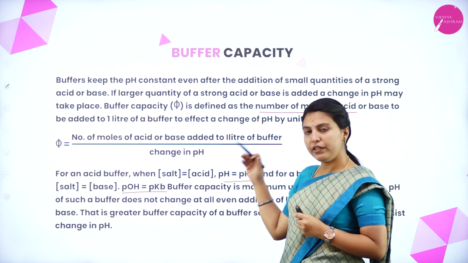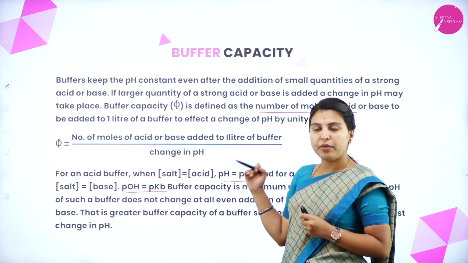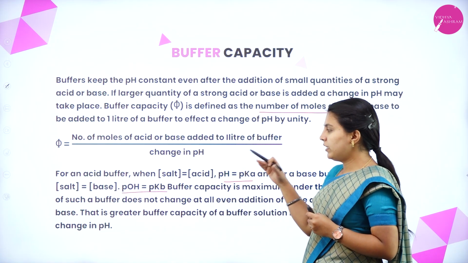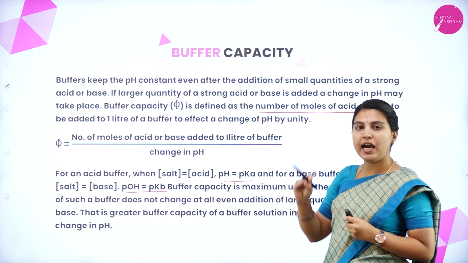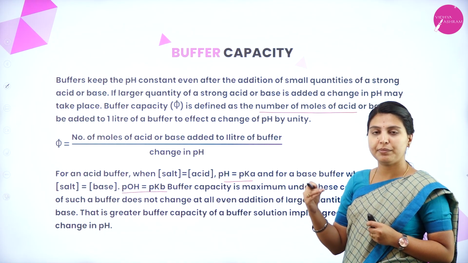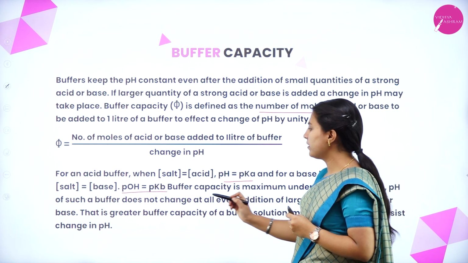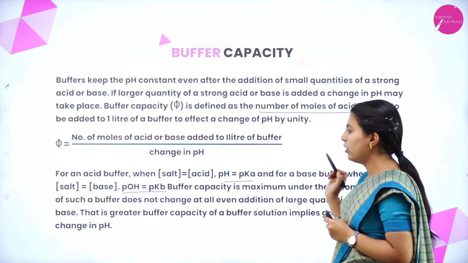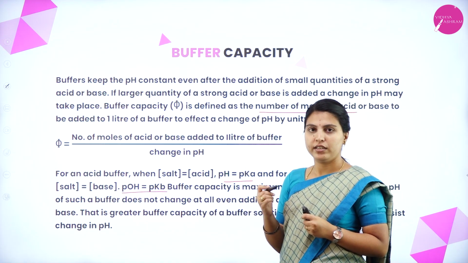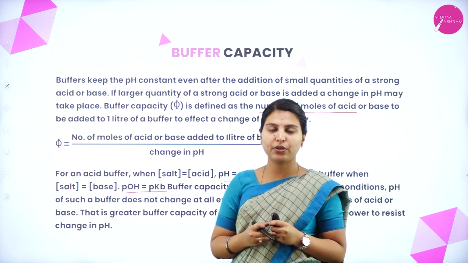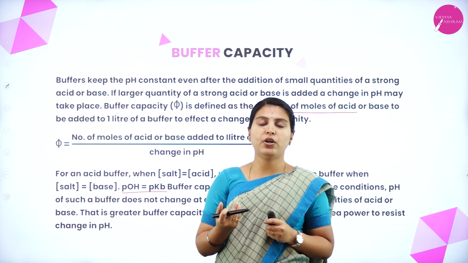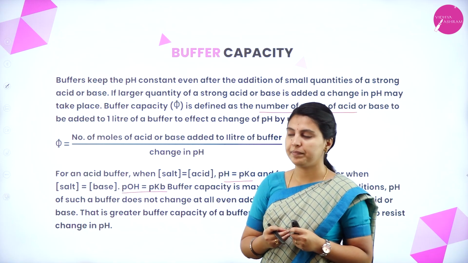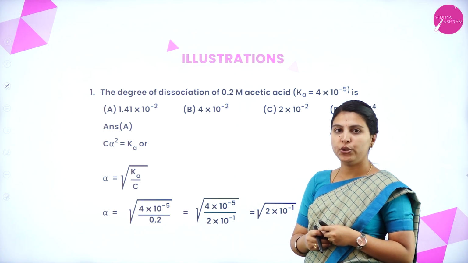At this stage, if the salt concentration with the acid, or the base, is in this relation, and we add a large amount of strong acid or base, it may not change. That is, greater buffer capacity of a buffer solution implies greater power of resistance to change. We know that by seeing the capacity relation only. If the capacity of the buffer is greater, the resistance of pH will be greater. Next we will see some of the numericals.